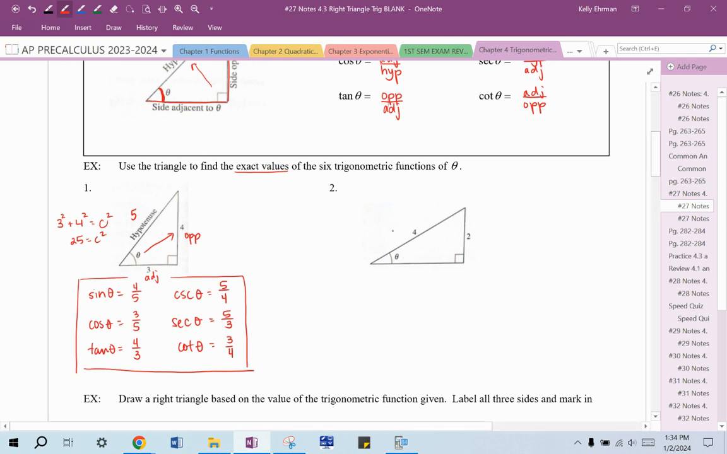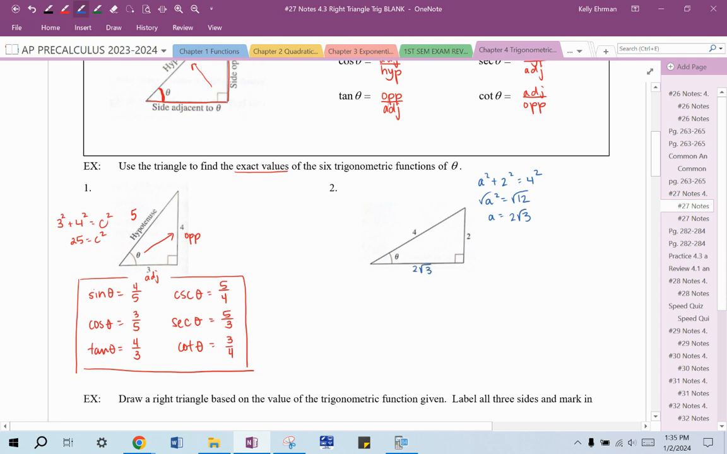Now, this is not a triple that I'm familiar with off of the top of my head, so I need to use Pythagorean theorem, and this time it's to find this leg. So let's just call this leg A. So a squared plus 2 squared equals 4 squared. A squared equals 16 minus 4. So a equals square root of 12, which is 2 radical 3. No plus or minus because we're talking about side lengths here.